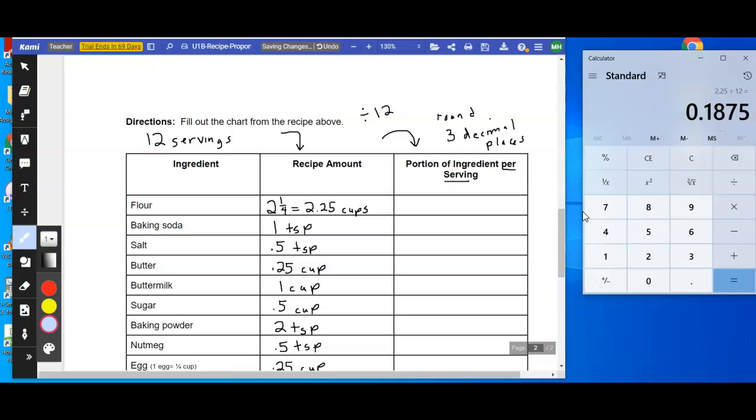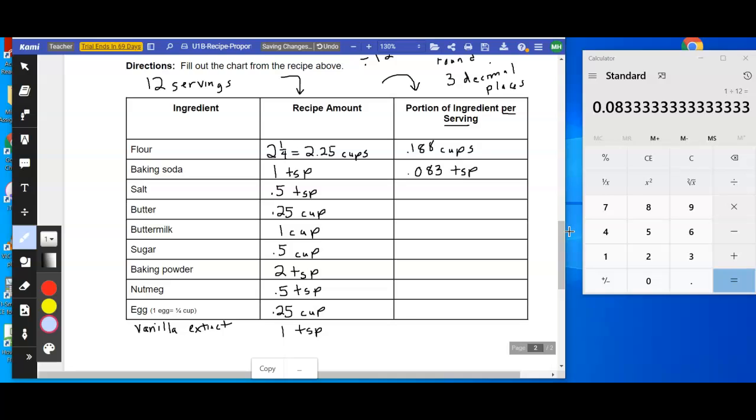Now I said to round it, so to the third decimal place. So since that's a 7, I'll round it up to 8. So I'm going to put 0.188, and that was cups. The second one was 1 teaspoon, so I'll take 1 and divide it by 12 equals 0.083 teaspoons.